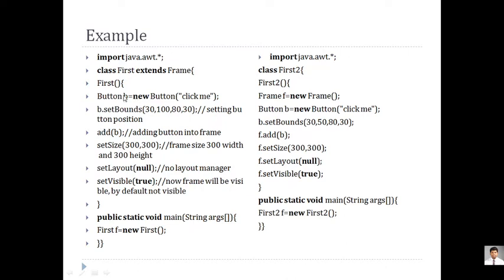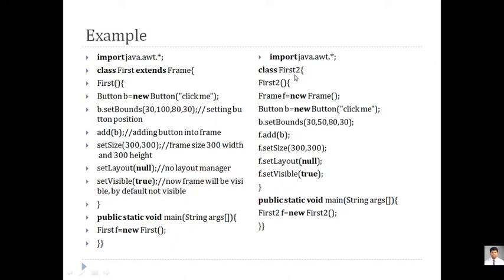Yesterday we have seen this is nothing but inheritance, that is you are extending a frame, so there is no need to create an object of a frame. You can directly use the functions set layout, set visible, set size, and add. These are the four functions which are always required. So keep in mind these four functions: add, set size, set layout, and set visible. There is no need to create an object of a frame because we have already inherited it. So this is one thing.